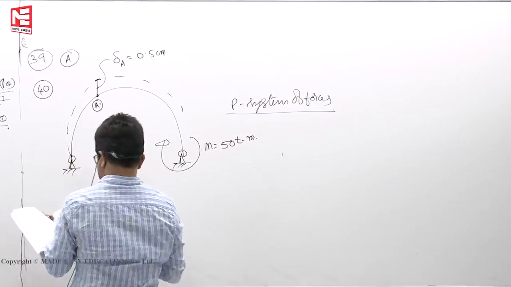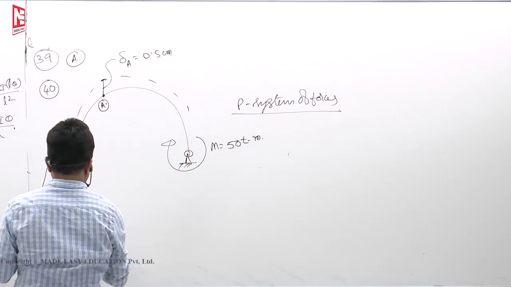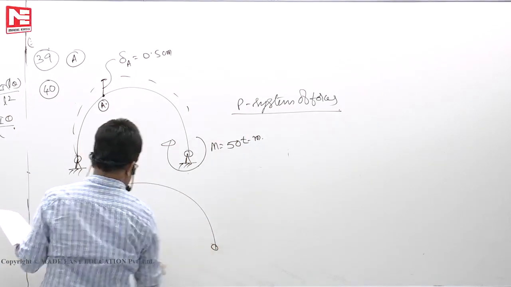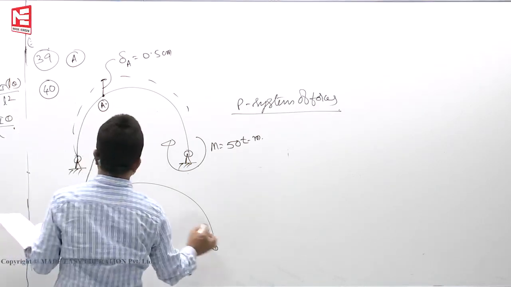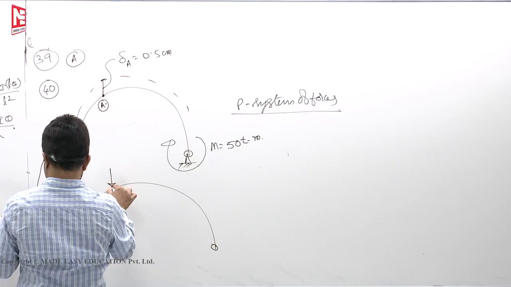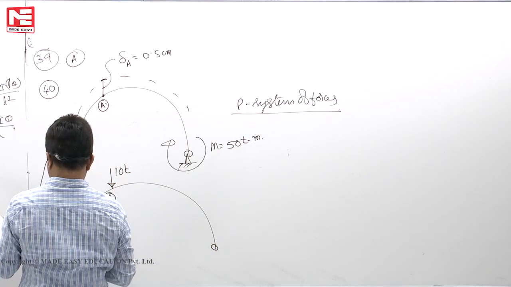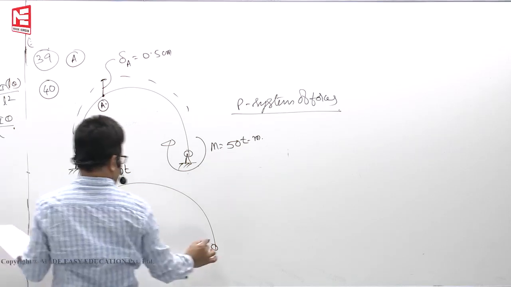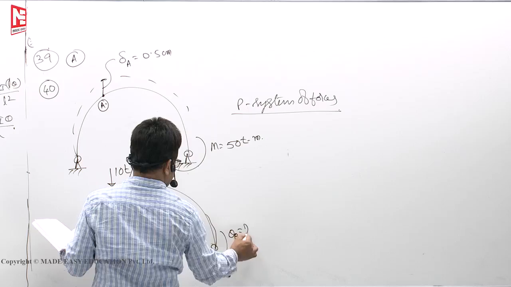Next, if a concentrated load of 10 ton is applied at A, this is the next system. This point we will keep. Now you apply 10 ton at A. What is the rotation at B in the arch? This is how much it rotated. Theta B, how much?